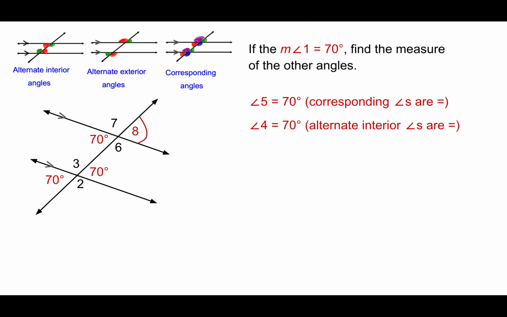Let's look at angle 8. Angle 8 and angle 7 also are equal. They're on the same side of the transversal and they're corresponding angles. So corresponding angles are equal, just like on here, this one would be just like the green ones.